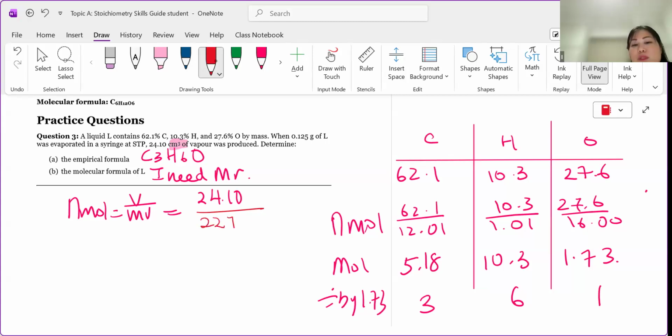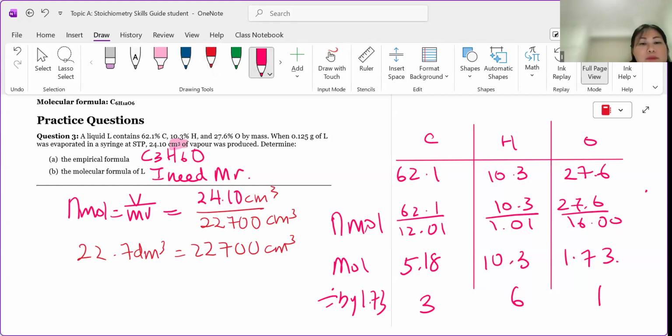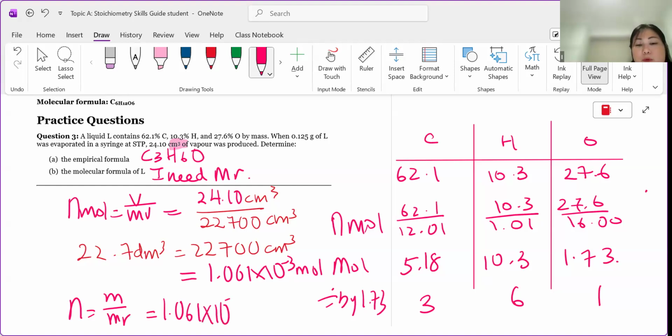So 22.7 dm cube is equal to 22,700 cm cube. Because the volume is in cm cube, the molar volume has to be in cm cube as well. With that, you will find the number of moles, which is around 1.061 times 10 to the power minus 3 moles. But that's not the MR, right? So what else do we learn? We learned that moles equal mass over MR.